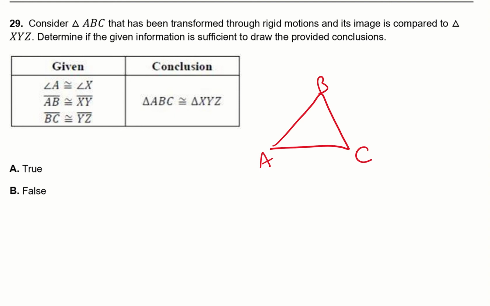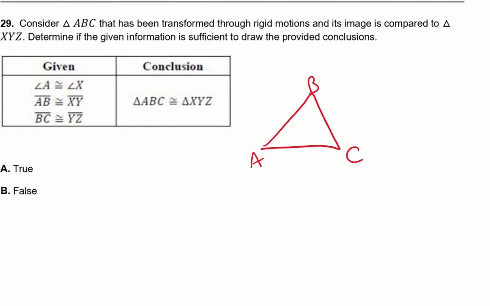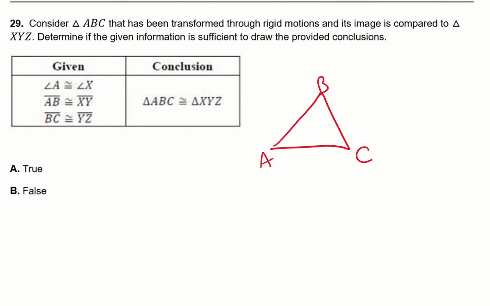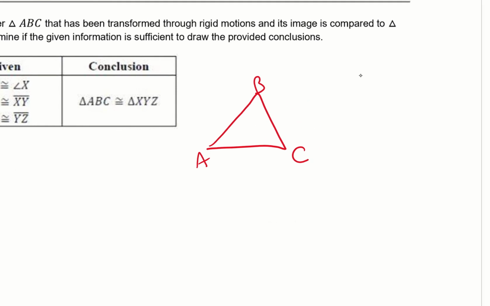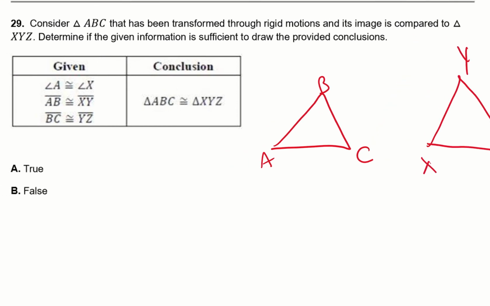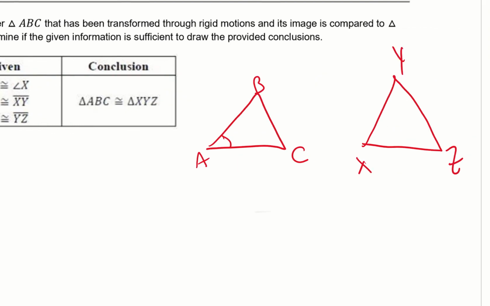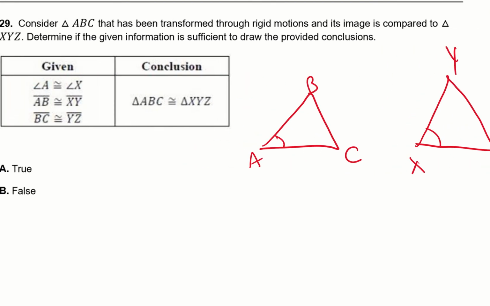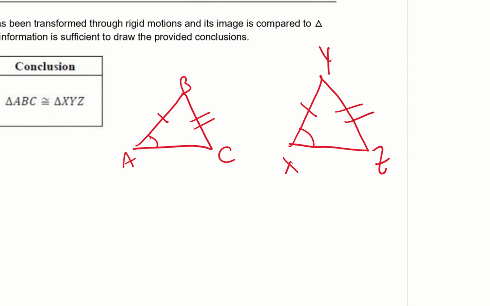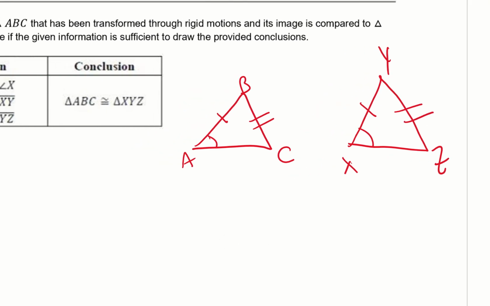We're given that there's another triangle, and we have to see if it's going to be congruent or not. They said that we're given that angle A is congruent to angle X. We're also given that AB is congruent to XY, and BC is congruent to YZ. Okay, so is this enough information to conclude that these two triangles are congruent?